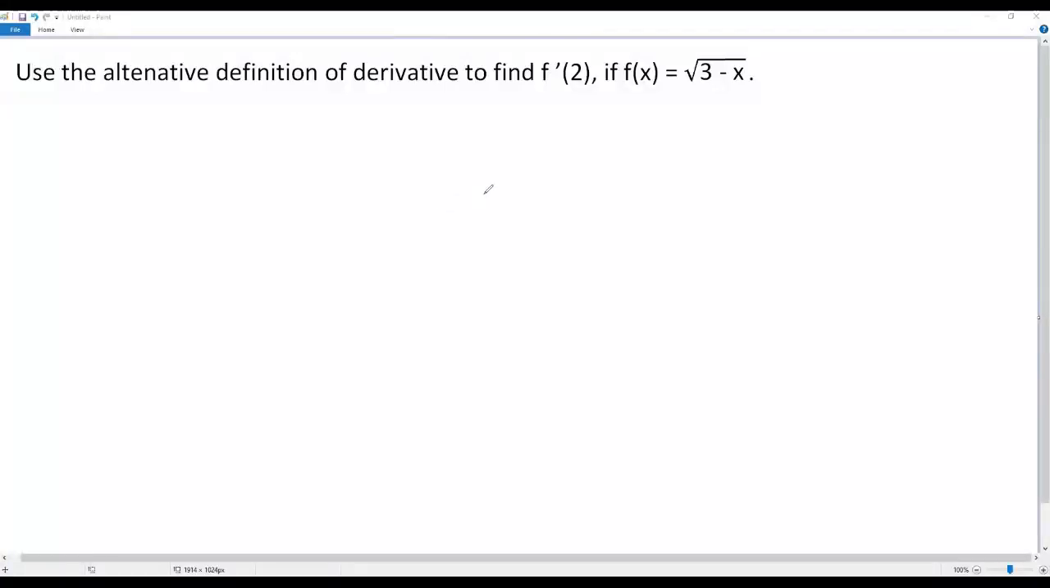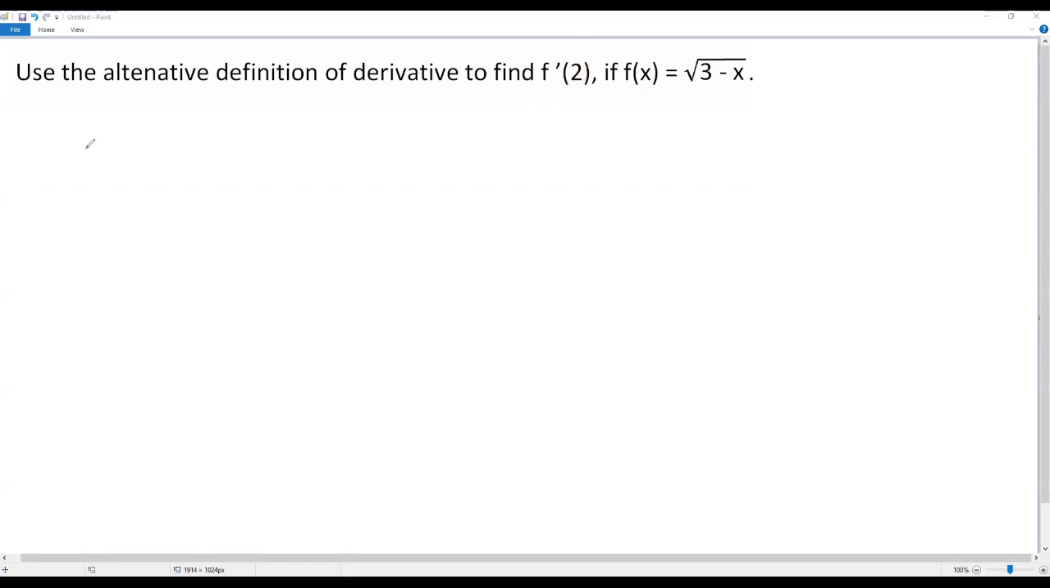Here we have a problem on derivative. Let's go over the question. Use the alternative definition of derivative to find f prime of 2 if f of x equals the square root of 3 minus x. Usually we use the alternative definition of derivative to find the derivative of a function at a particular value of x. Here we have to find the derivative of the function f of x at x equals 2.